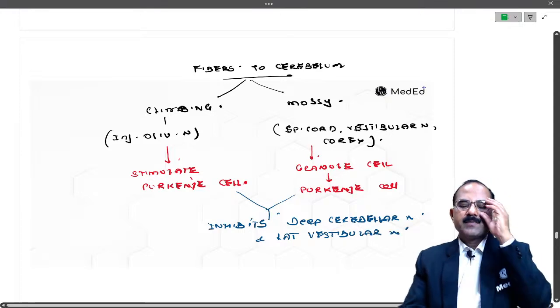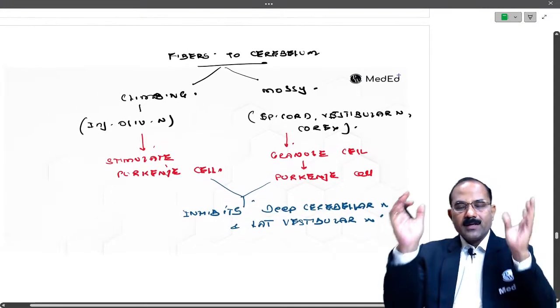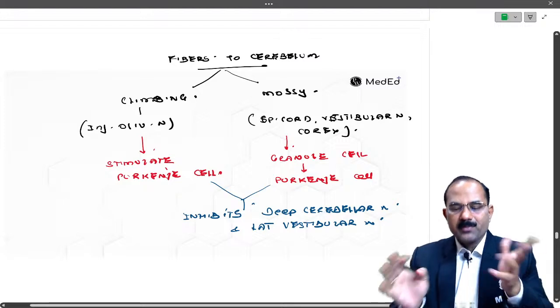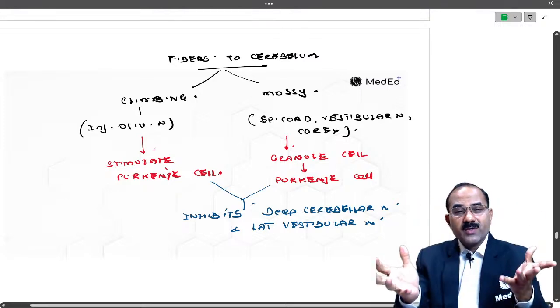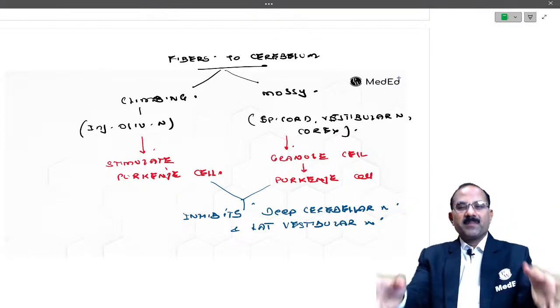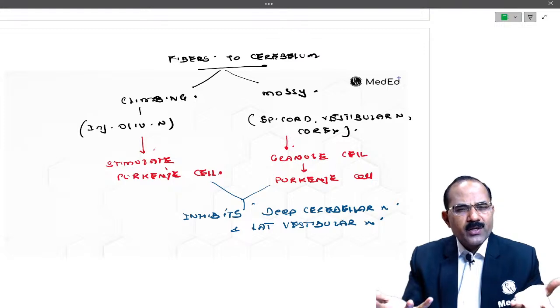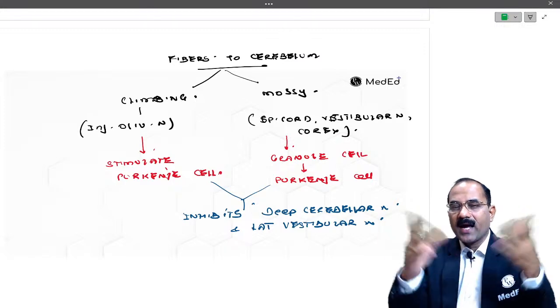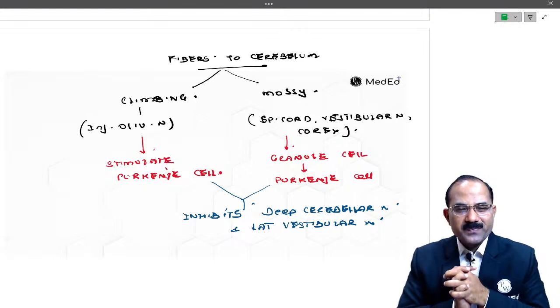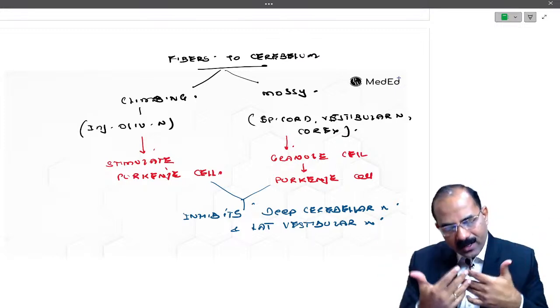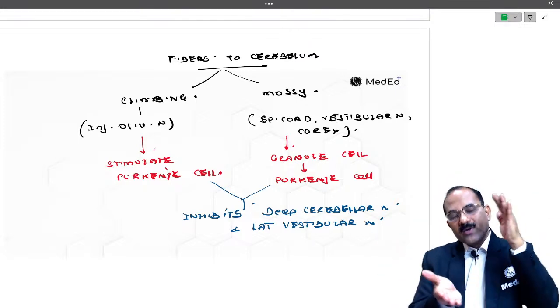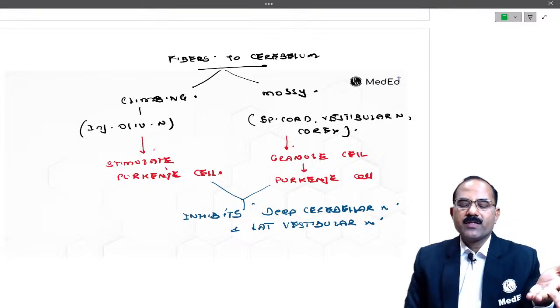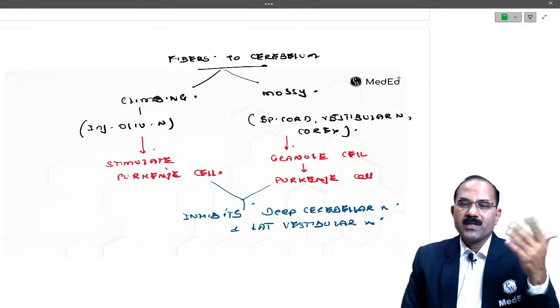vestibular nucleus. Just remember this. This is extremely important. So what is it going to inhibit? The deep cerebellar nucleus. And which are the deep cerebellar nuclei? The 4 nuclei: nucleus globosus, nucleus emboliformis, nucleus fastigii and nucleus dentatus. Those 4 nuclei of the cerebellum are the deep nuclei. So the Purkinje cell is going to inhibit the deep nuclei of the cerebellum and the lateral vestibular nucleus.